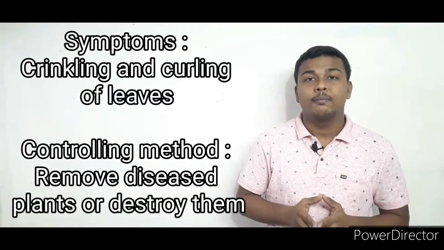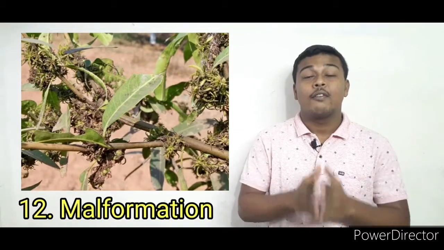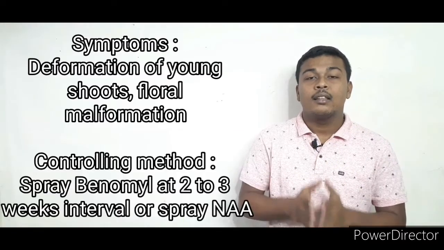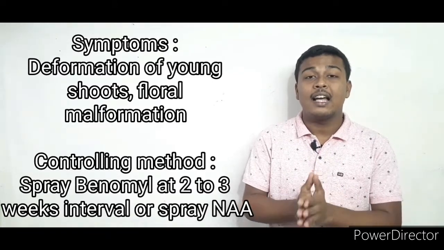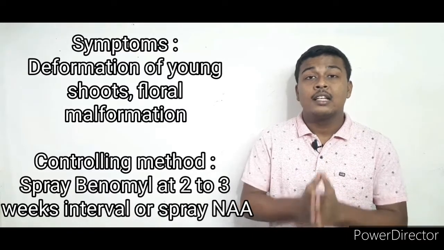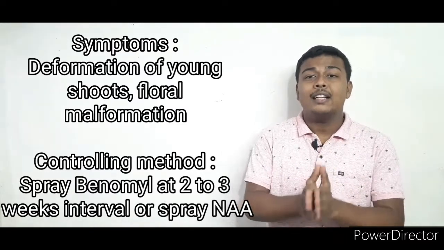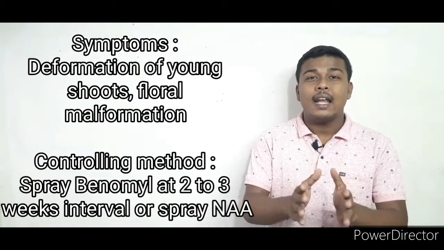The next kind of disease is the malformation. Fruit crops affected by this kind of disease are the mangoes. The symptom of this disease are deformation of young shoots as well as floral malformation. And to control this, spray neem oil at 2 to 3 weeks interval. We can also spray NAA.